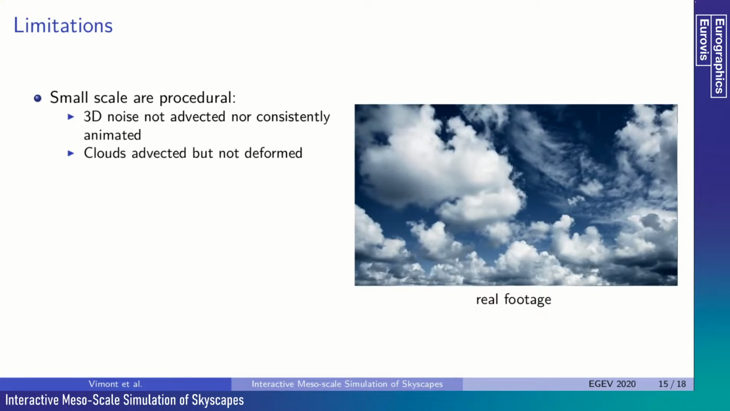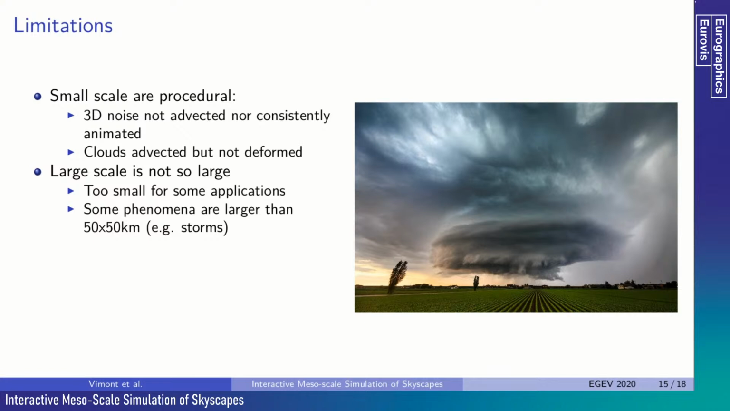Second, we do not model synoptic scale, meaning everything above 50 kilometers. It might not fit some situations, like a jetliner simulation, which would require a much larger area to be covered. But most importantly, some weather phenomena, such as the storm shown here, simply take more space than that to emerge, so those will never be correctly represented by our model.